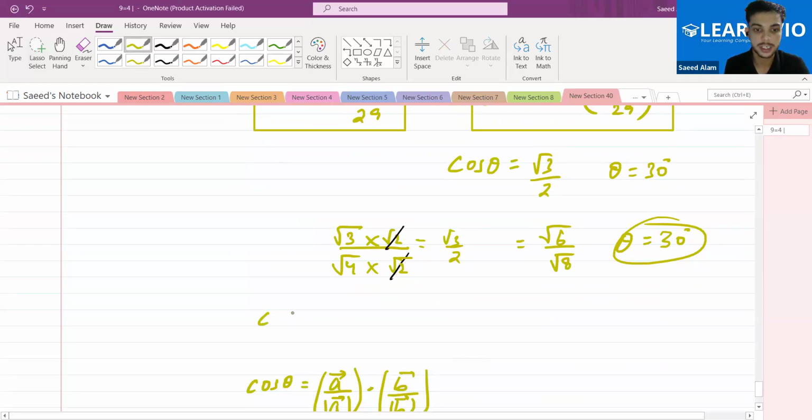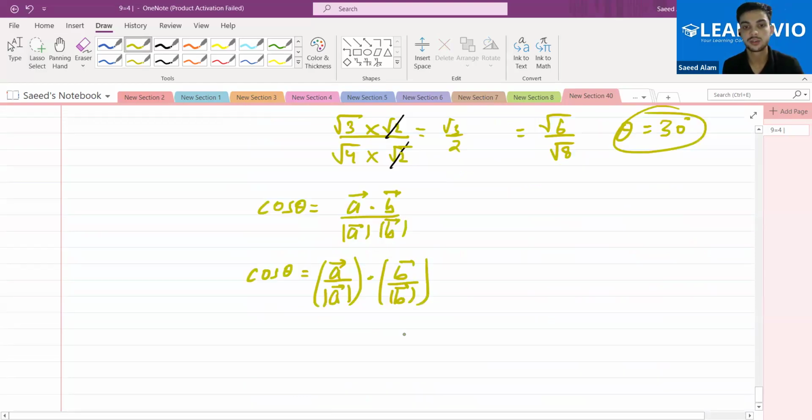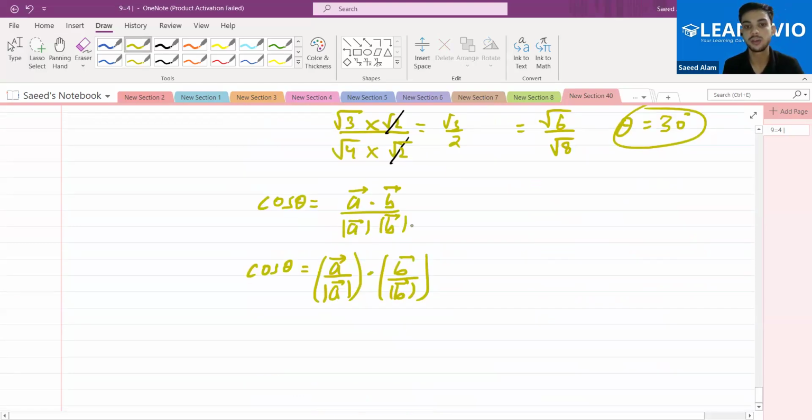So the cos theta, we had just seen, is nothing but A dot B whole divided by magnitude of A into magnitude of B. So I had just put the magnitudes under both the vectors, and the dot product will still be the same. Yes or no? So what is this, A vector divided by its magnitude? What is special about this? That is the A cap. And this will become the B cap.